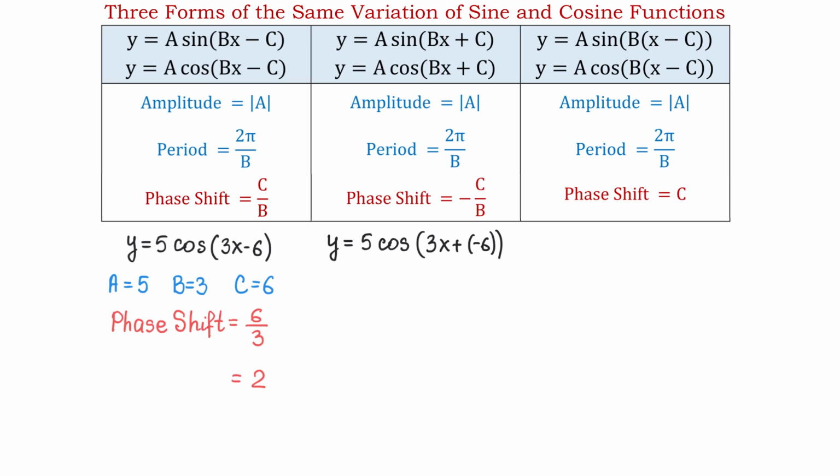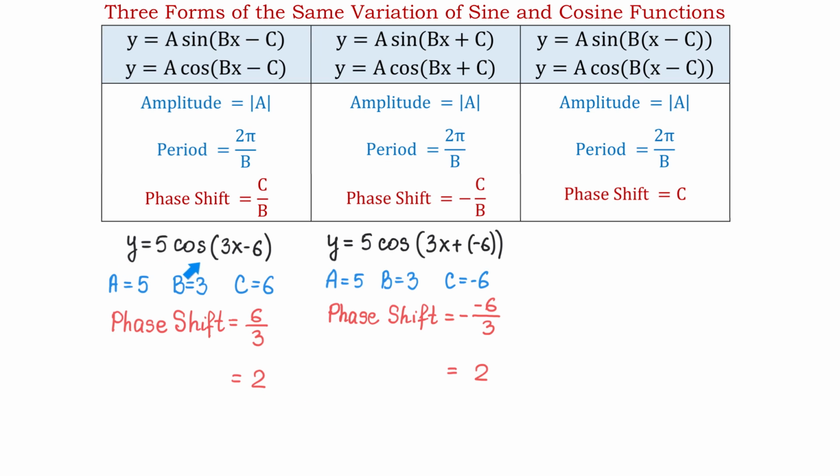And let's write this below. A is 5, b is 3, and c is negative 6. And now let's find the phase shift. The formula has a negative in front and then a fraction, and we need c in the numerator, and c is negative 6, and b is in the denominator, and it is 3. Then these two negatives will make a positive, and 6 divided by 3 is 2. So as you see, we got the same result as with the first form.